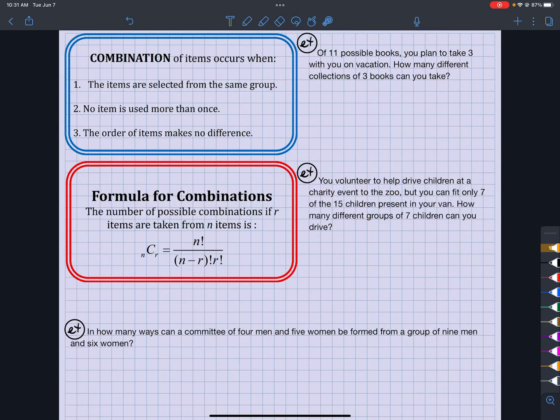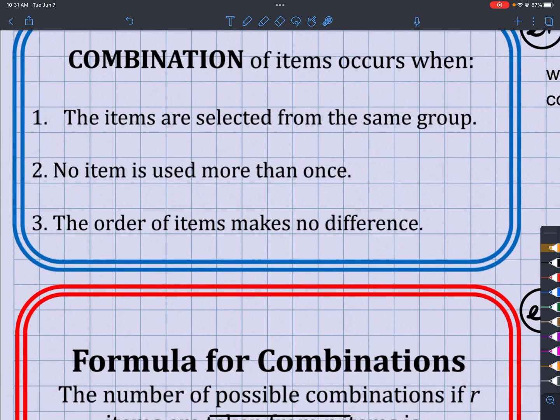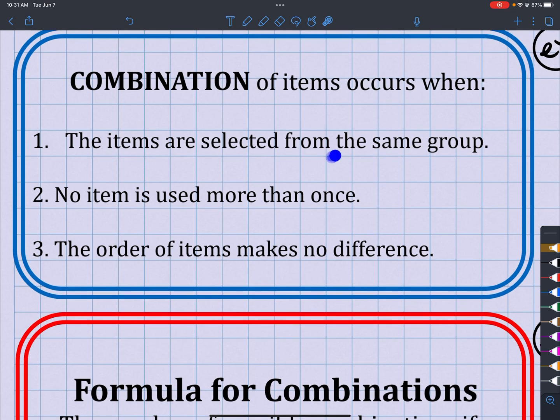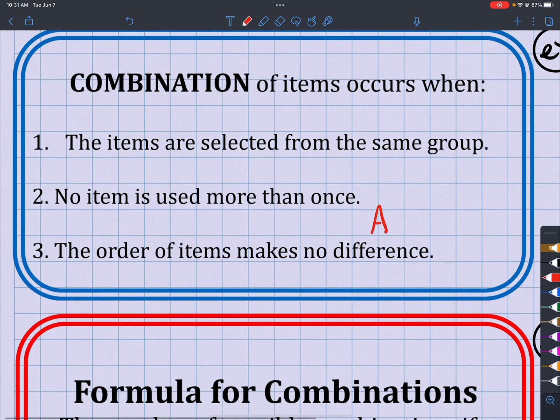All right, so today we're talking about combinations. Combinations of items occur when the items are selected from the same group, no item is used more than once, and the order of the items makes no difference. In this case, with combinations, ABC is the same as CAB, right? Because the three letters are all in there. It's just in a different order, which is okay.